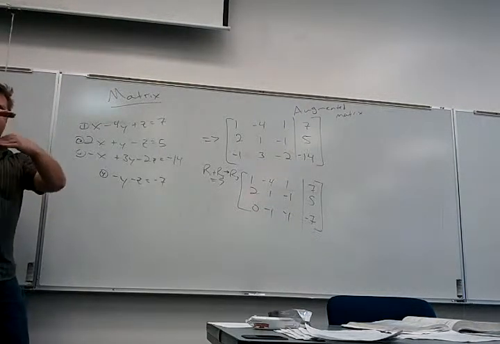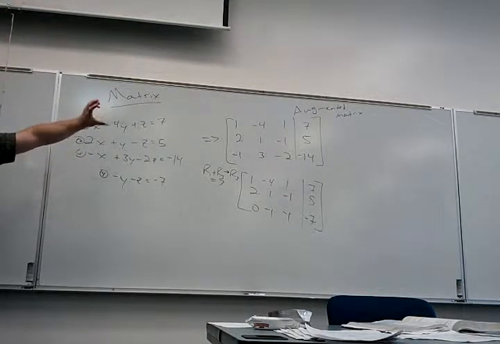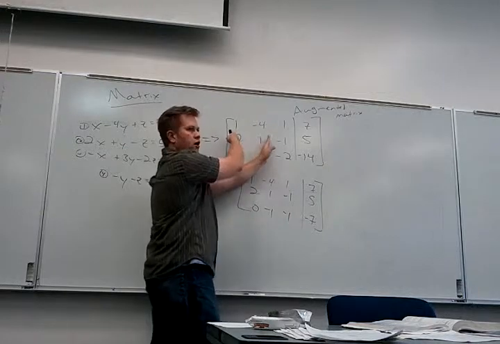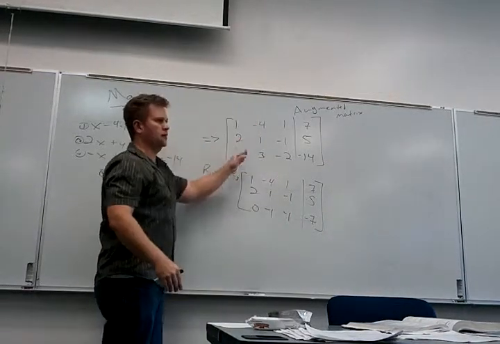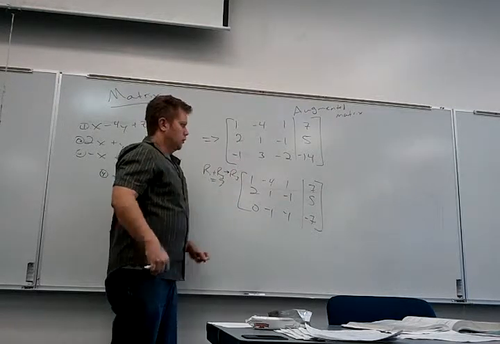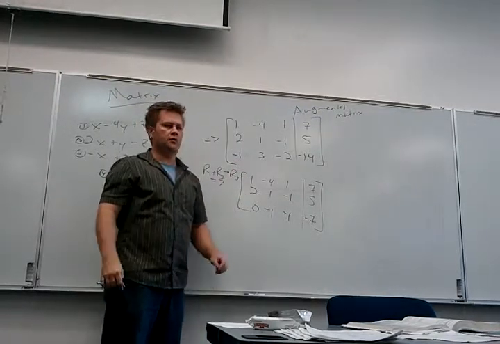I can move rows around, because do these really have to be in this order? The rows don't have to be in any order. But do I want to start moving columns around? Not really, because this is the x column, the y column. I don't want to lose track of that. Okay, good. So what is my end goal here then?